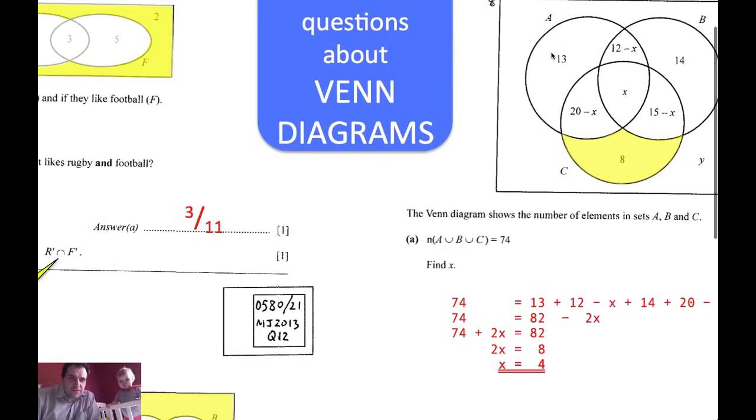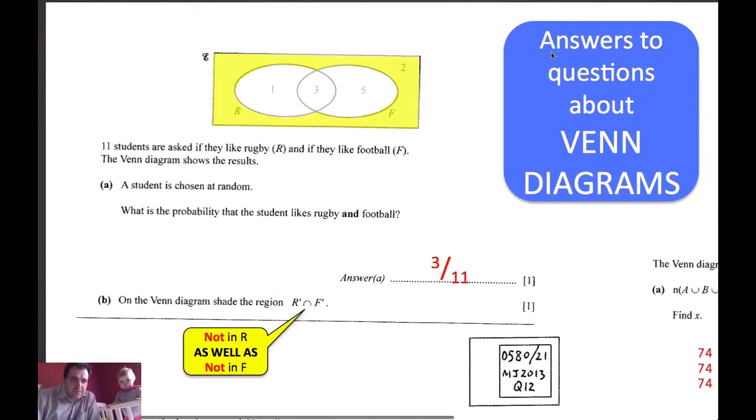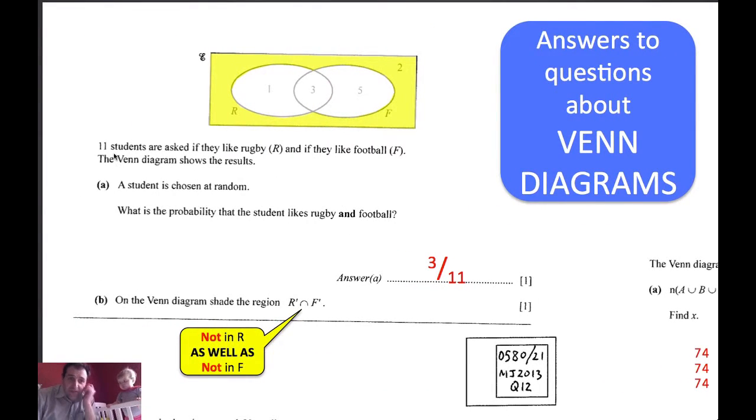And the first question was: 11 students are asked if they like rugby and if they like football. The Venn diagram shows the results. What is the probability that a student at random likes rugby and football? So the Venn diagram shows that there are 3 such students that like rugby and football out of a total of 11 in the whole thing, and it tells you 11 here, so it's just 3 out of 11.